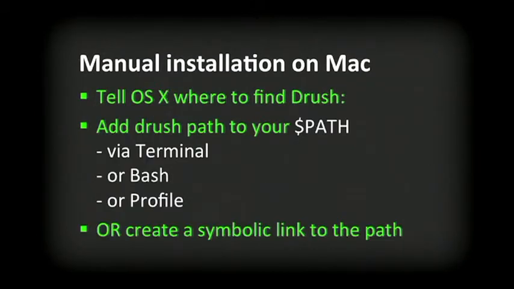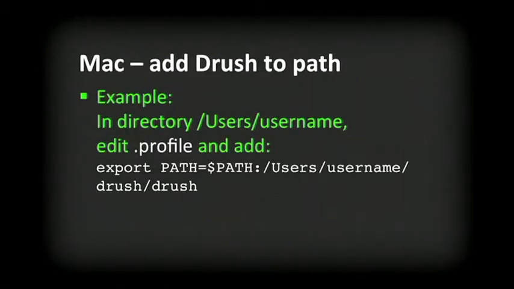And then you need to tell your computer where Drush is. You can do that two ways. You can either update your system path, or you can create a symlink. On a Mac, you can do it via the terminal or bash or your profile. There is more information about that at the end of this tutorial. Let me just have a look here. If you're updating your profile and you decide you want to create the path, I've just updated my .profile file, which is a hidden file on my Mac, and I just exported the path to my Drush.